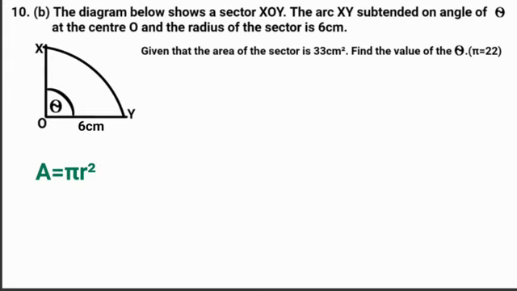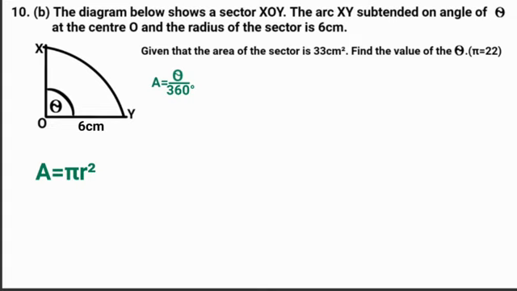So we're going to write area is equal to, then we say theta over 360 degrees. Why 360 degrees? Because we know that a full circle has got 360 degrees. So now, since we are given a fraction of the circle, that means we're going to use the degrees of that circle, which will be divided by the full degrees of a circle. Okay, once we've done that, then we're going to put pi.